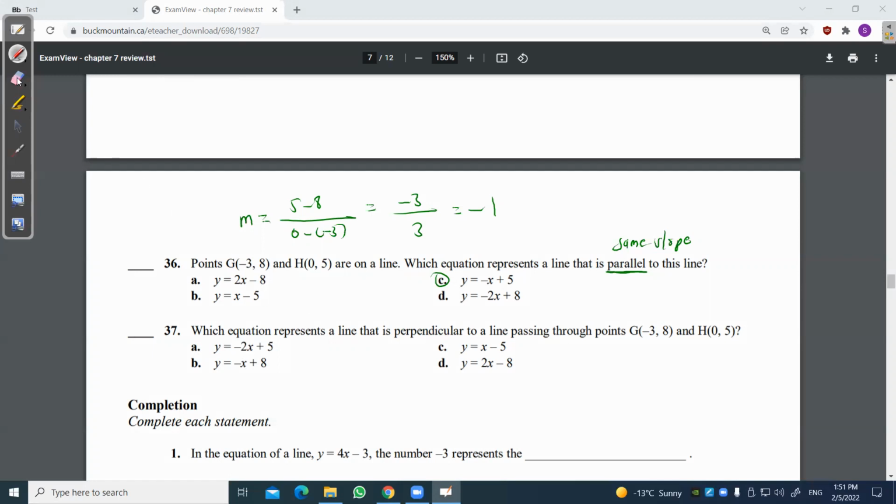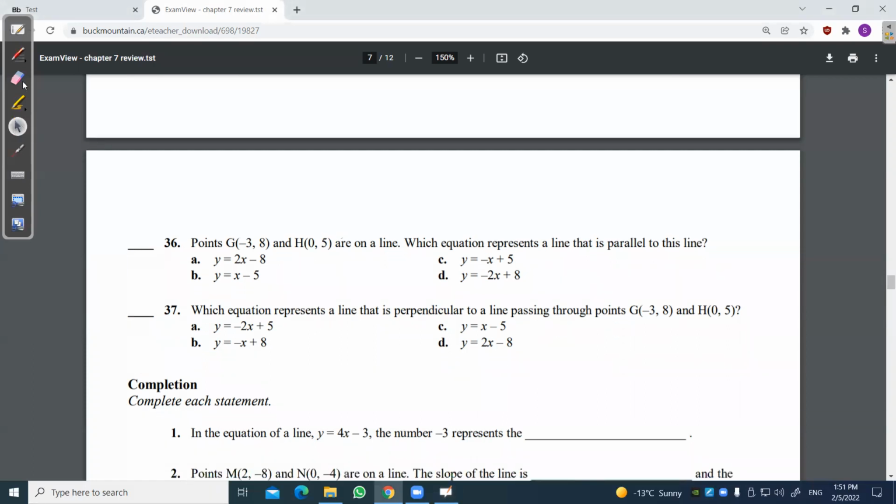Let's look at 37. Now this time it's asking us for perpendicular, but the steps are the same. First, we want to find the slope between these 2 points. So 5 minus 8 over 0 minus -3, that was -1. The slope is -1. So if something is perpendicular, what happens to the new slope? It's a negative reciprocal. So what's the negative reciprocal of -1? Just 1. Just 1, exactly. So which one of these has a slope of 1? C. Yes, and you are done with this.